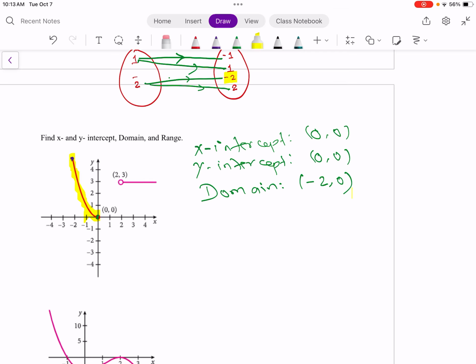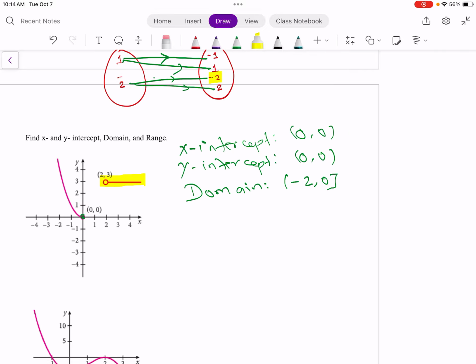Now, 0 is included. We have a closed circle. It means we have a bracket here because 0 is included here. So we see a closed circle here. Now let's write down a domain for this part of a graph.